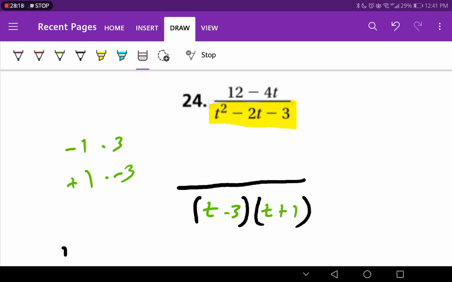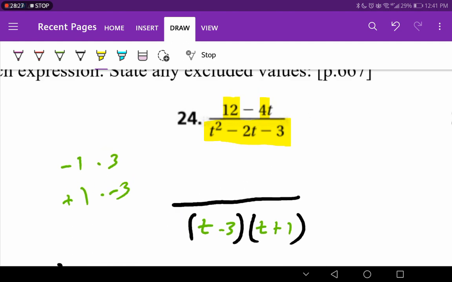Good. What about the top one, 12 minus 4t? What is the common factor between 12 and 4? The 12 is coming from 3 multiplied by 4, and this one comes from 4 by 1. So the common factor is 4. I break out the 4. What is left is 3 from the first one, and on the right side, t. So I will write it here: 4 times 3 minus t.